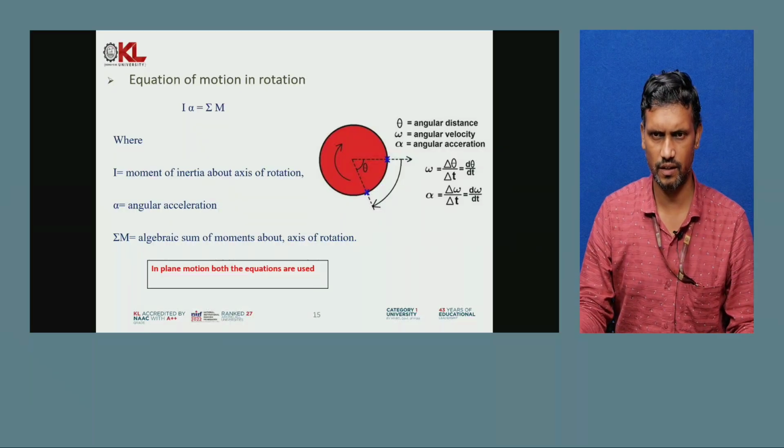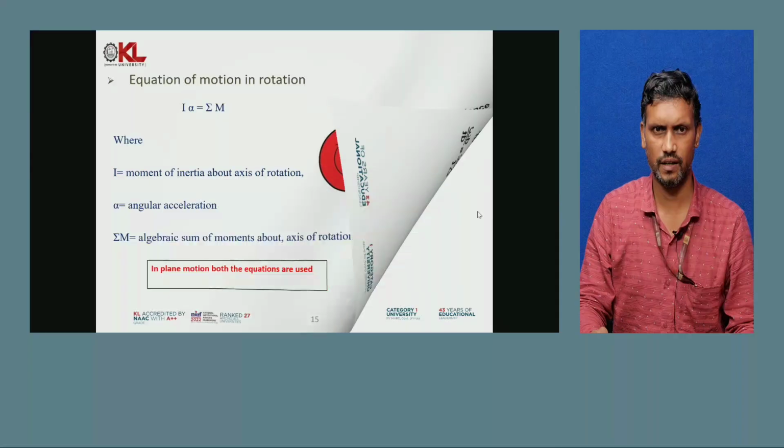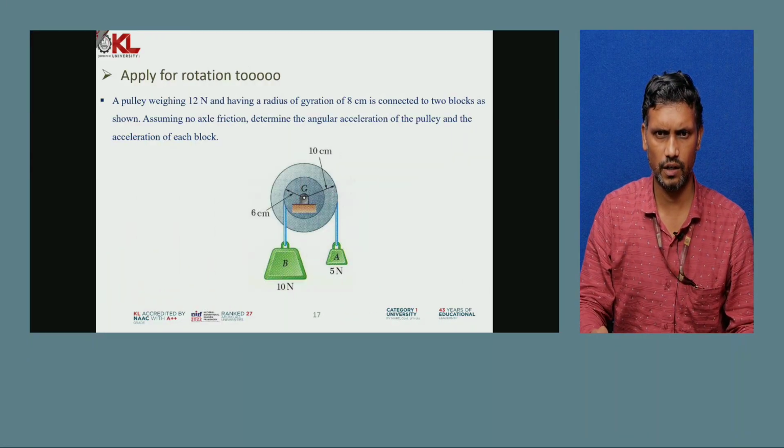Here how to find omega? It is d theta by dt. How to find alpha? d omega by dt. Now different kinds of problems which you will study here. A pulley having load.